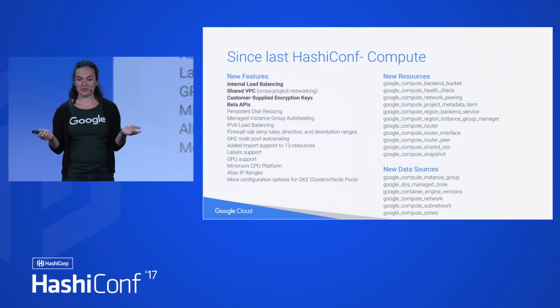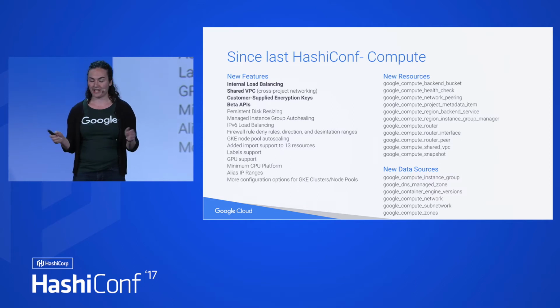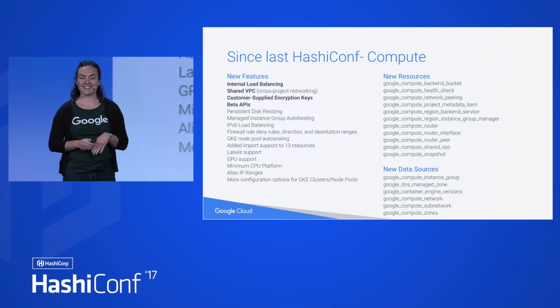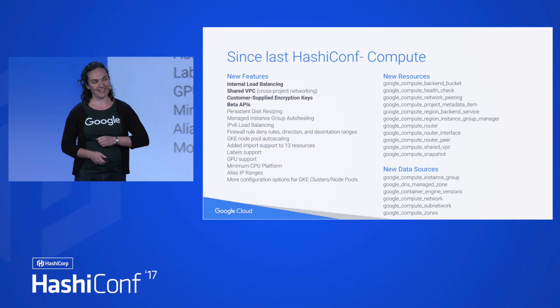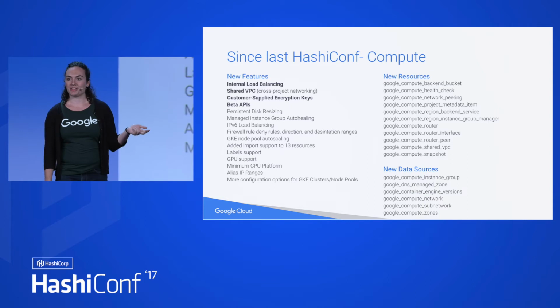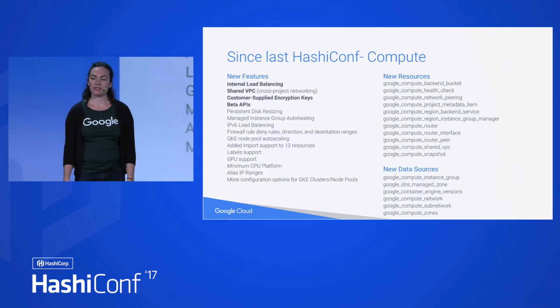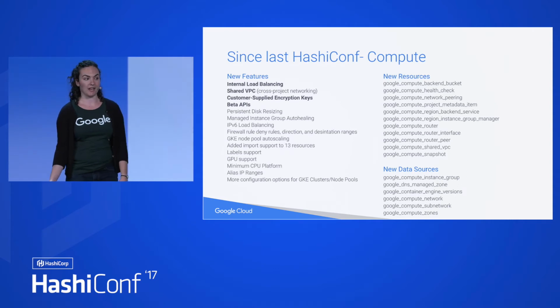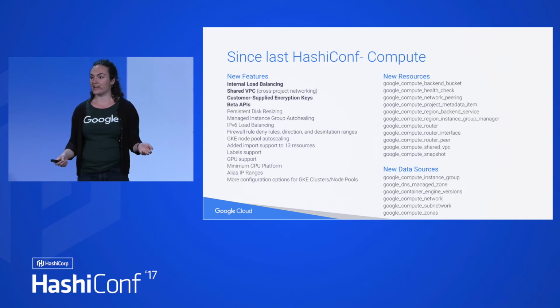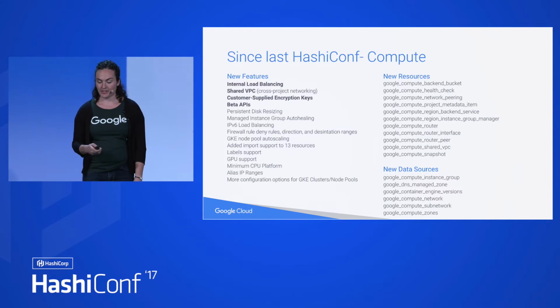So in terms of compute, some of the features that I want to highlight from here, I know it's a lot of text, you don't need to read it all. It's all in the changelog and in the docs on terraform.io. We've added 2 new really great networking features, internal load balancing and shared VPC, otherwise known as cross-project networking. We've also added the ability to supply your own customer encryption key for disks. And we have the infrastructure now to support APIs that are in beta. So if you have a feature that you want that's in Compute Engine, that's a beta feature, we used to not be able to add it to Terraform. Now we can. And so that's all come up somewhat recently.